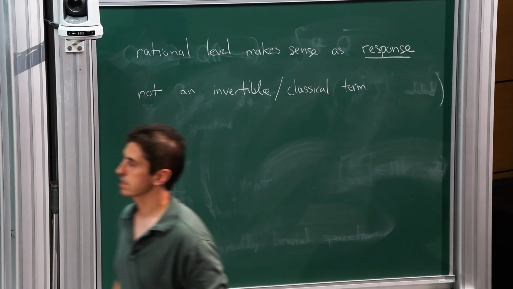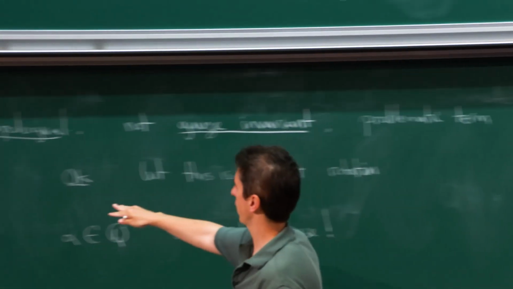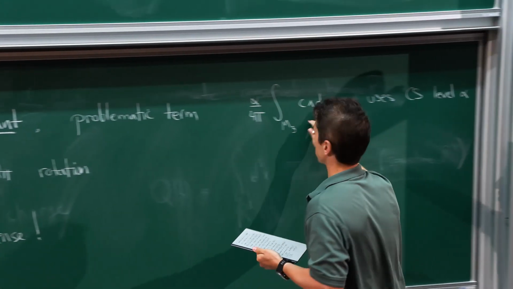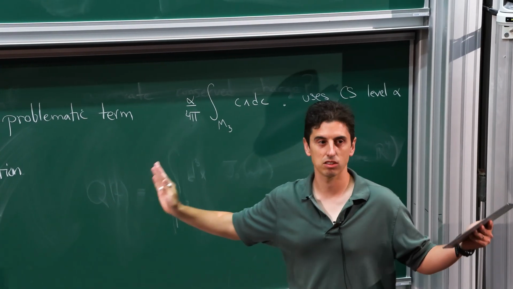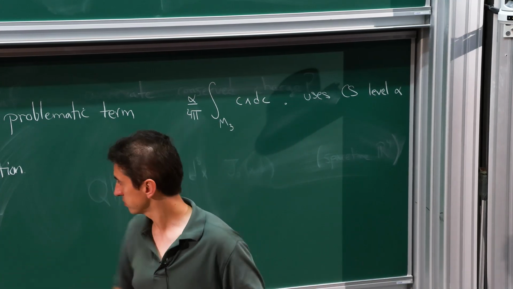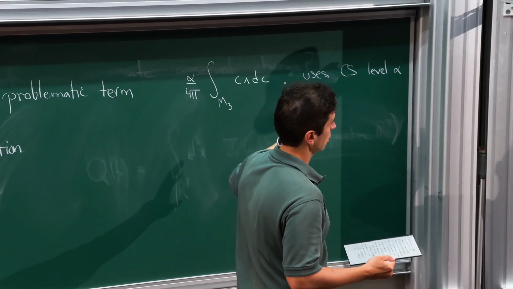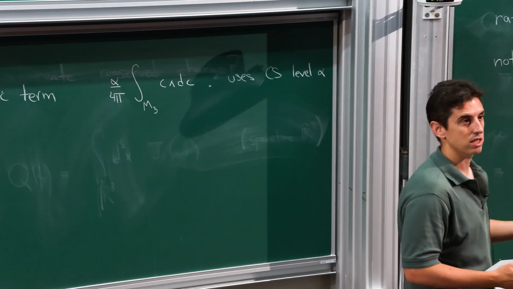So here, the fact that alpha in Z was OK meant that this Chern-Simons term with alpha an integer is just a well-defined classical term. It's a well-defined phase. When alpha is in Q, this is not exactly a well-defined functional, but we can get it as the response to a path integral.